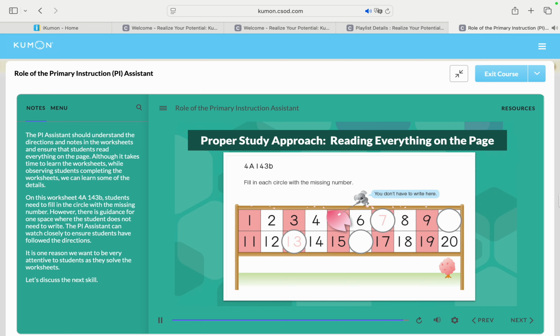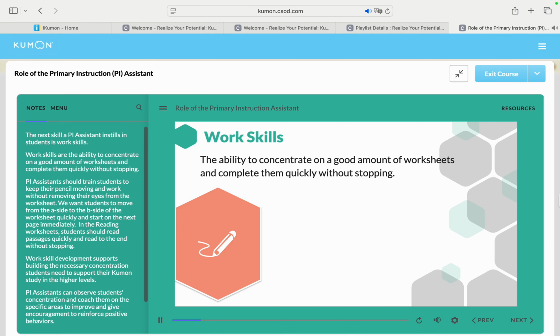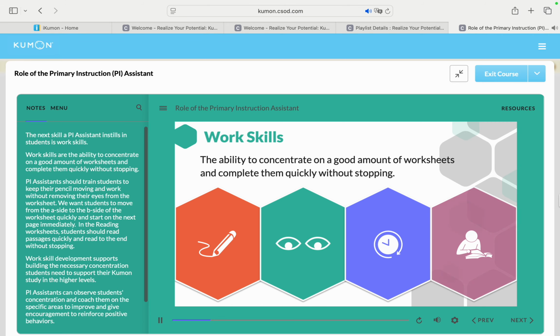Let's discuss the next skill. The next skill a PI assistant instills in students is work skills. Work skills are the ability to concentrate on a good amount of worksheets and complete them quickly without stopping. PI assistants should train students to keep their pencil moving and work without removing their eyes from the worksheet.